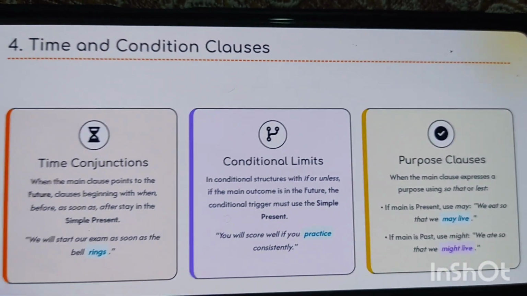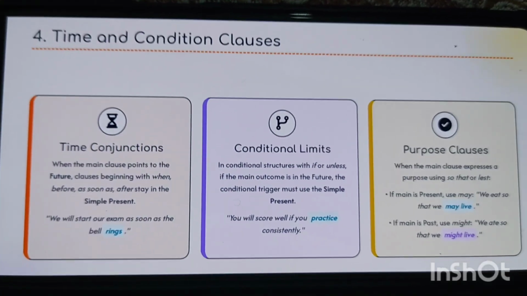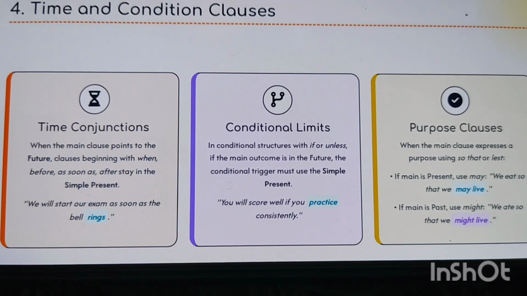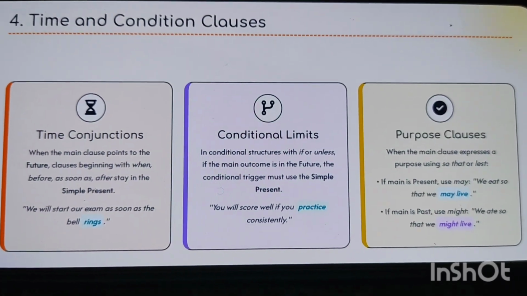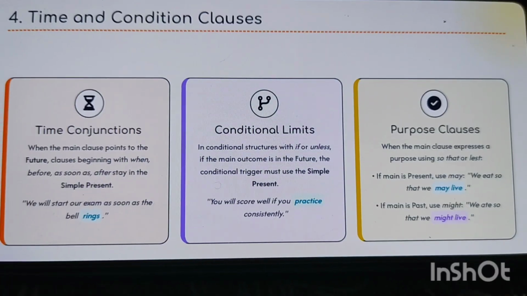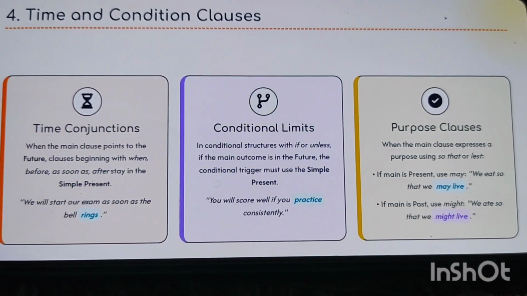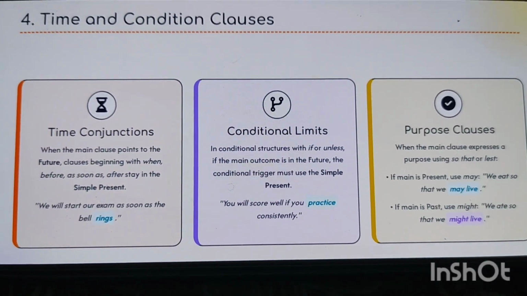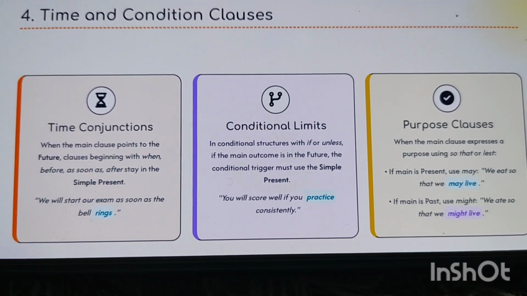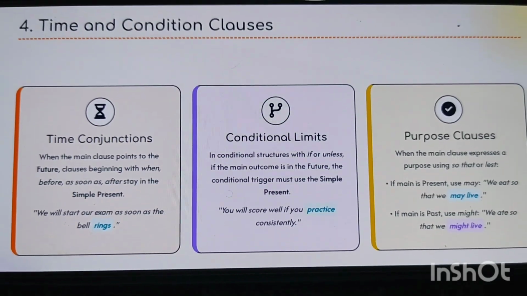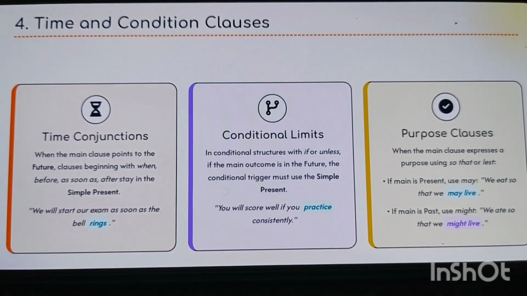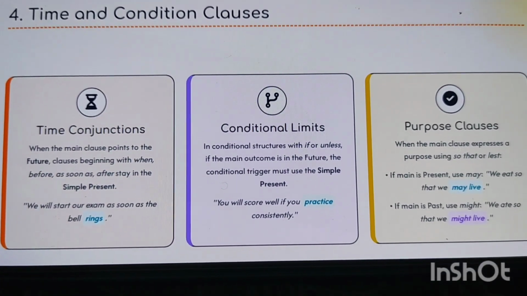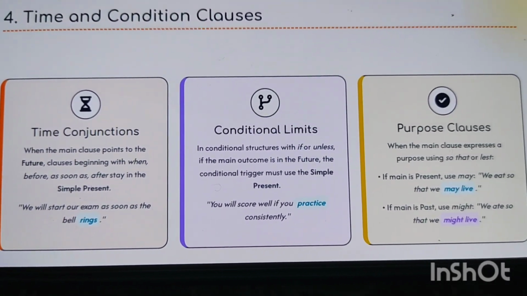Move on to the next rule, time and condition clauses. When the main clause points to the future, clauses beginning with when, before, as soon as, after stay in the simple present tense. We will start our exam as soon as the bell rings. Rings is in the simple present tense. In conditional structures with if or unless, if the main outcome is in the future tense, the conditional trigger must use the simple present tense. For example, you will score well if you practice consistently.